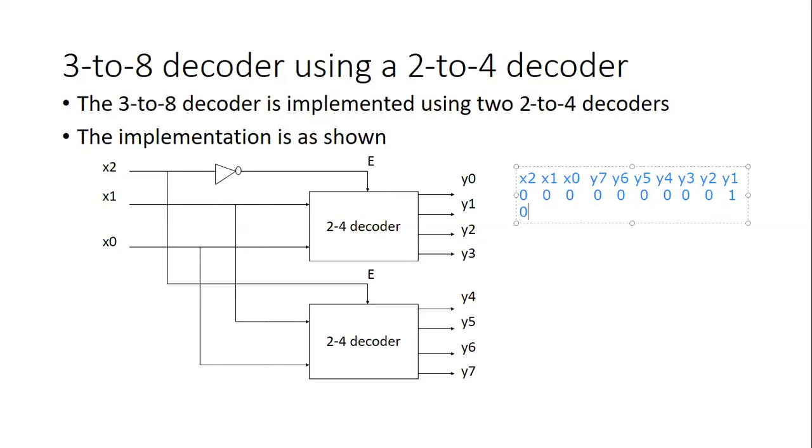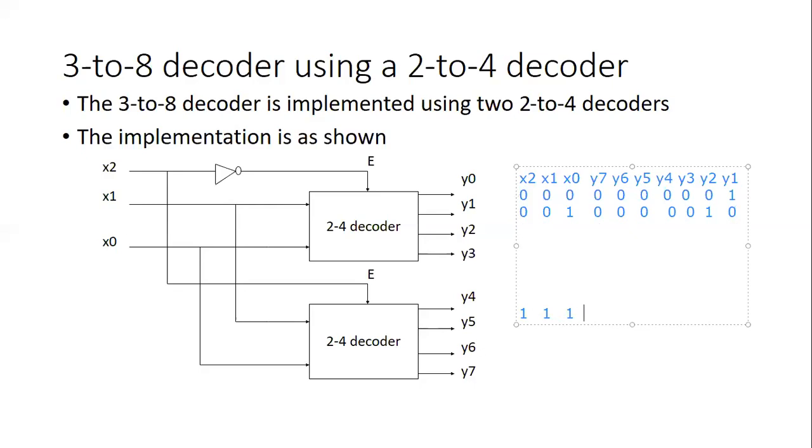Same thing that I told. The next combination in the truth table will be 0, 0, 1. So when I give the input 0, 0, 1, what will be activated? This will be 0, this will be 0, 0, 0, 0, and this is 1 and this is 0. So this is the second combination. What does that mean? When I give an input of 0, 0, 1, with 0 from x2 and 0, 1 from x1 and x0, y1 will be activated.